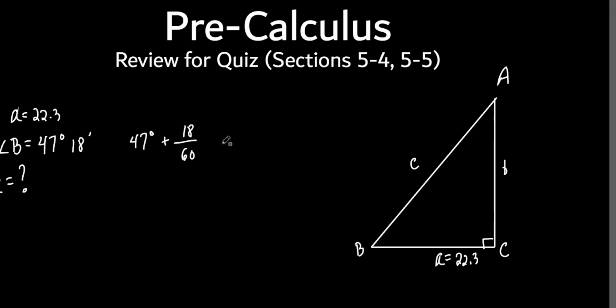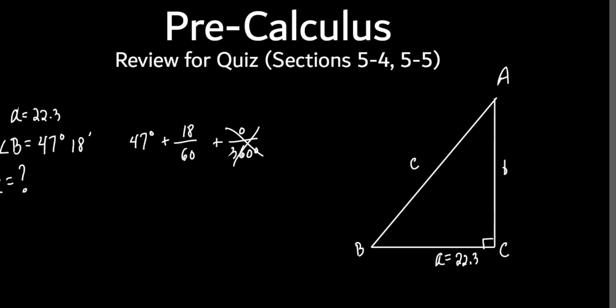If they had seconds, what would you do? Add whatever that number is over 3,600. But there are no seconds, so we don't have to worry about that on this problem. Everybody good? And then you just stick that in a calculator, and you're going to put it right here.